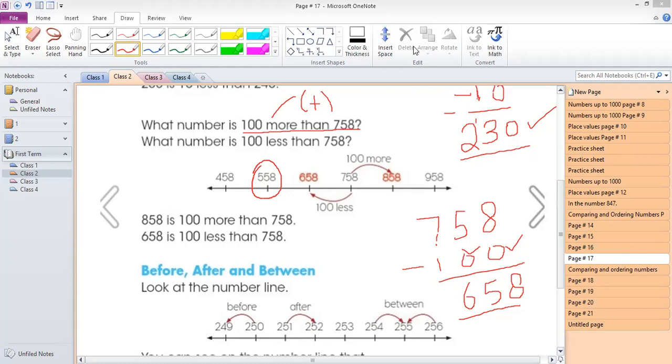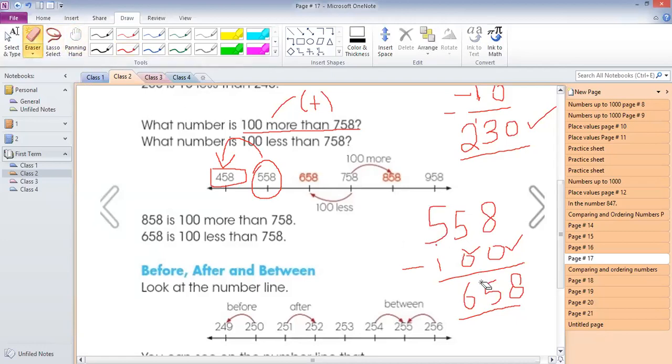458. Very good. The answer is 458. How do you know? Because in the number line, the number which is exactly before 558 is 458. Even if you minus 100 from 558, you will see 5 minus 1, 4, and 8 and 0, 5 and 8 will be the same. So this is 458.